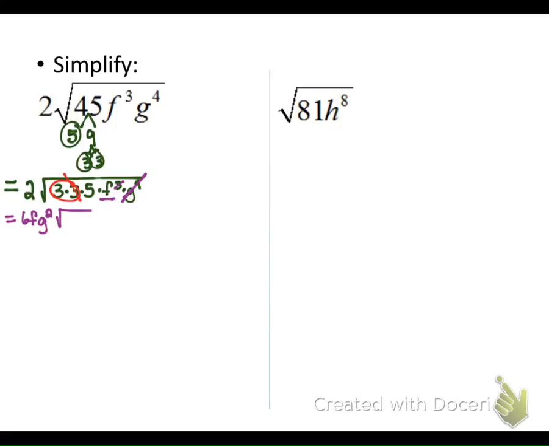Then I'm going to put in my square root sign. And what's my radicand? What numbers did not cancel with that square root sign? 5. And then what variable did not cancel? f. And that's your final answer.